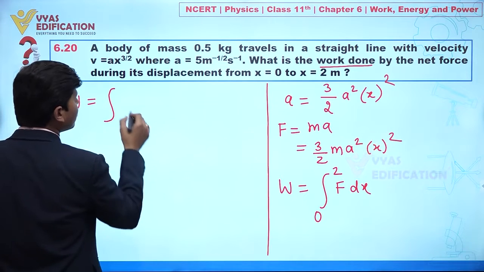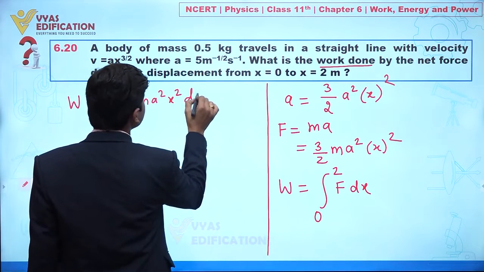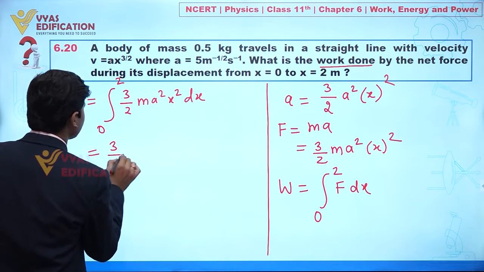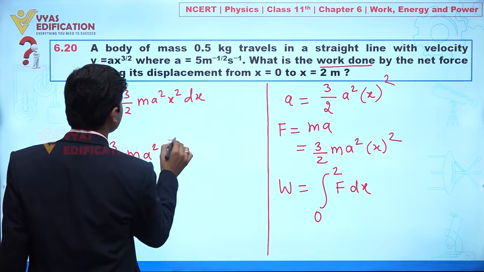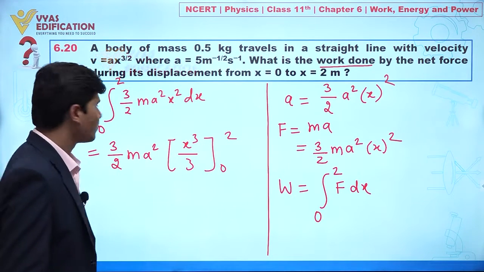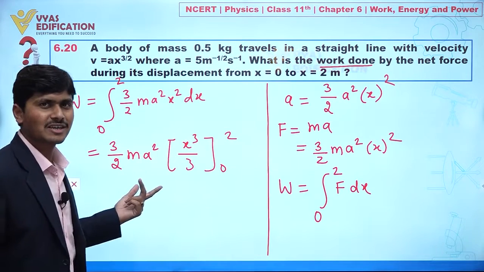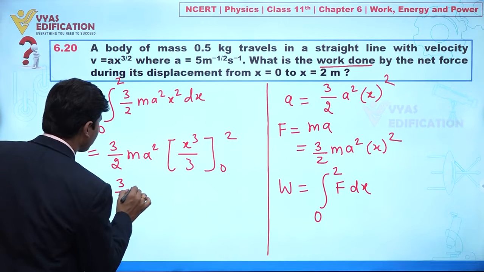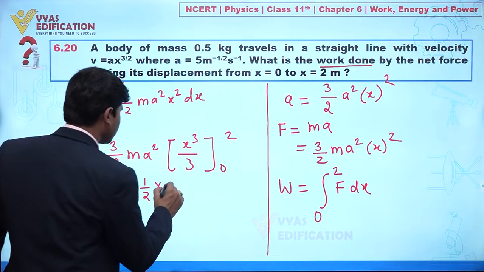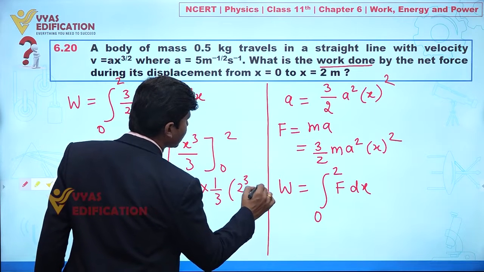Work done is given by the value of f, which is 3 by 2 m a square x square dx, from 0 to 2. So we take 3 by 2 m a square common, and the integral is x cube by 3 from 0 to 2. Now we can put the values. Always keep in mind that a is a constant. So 3 by 2, the mass of this body is 1 by 2, the value of a is 5, so 5 multiply 5 multiply 1 by 3, and 2 cube minus 0.